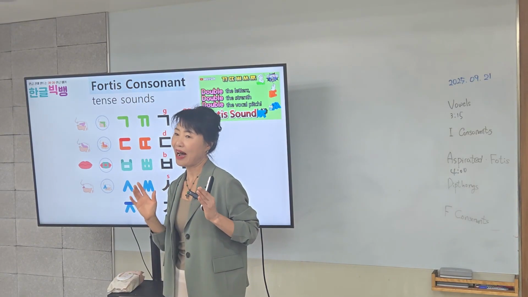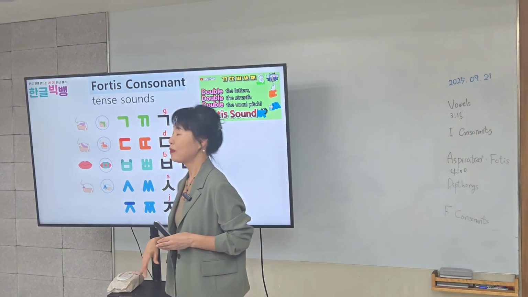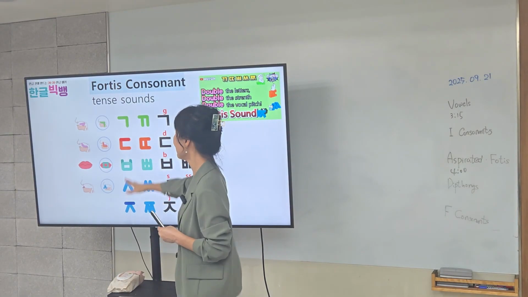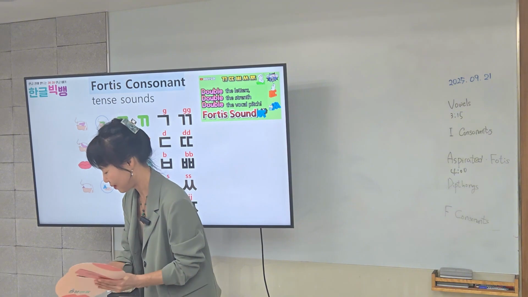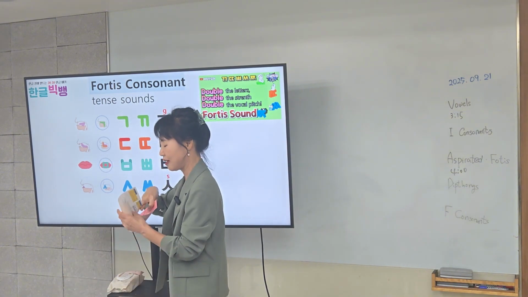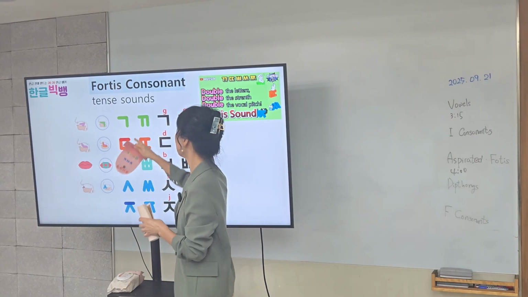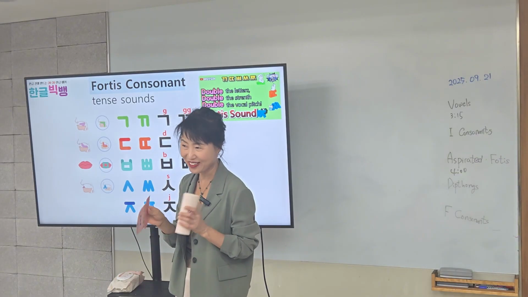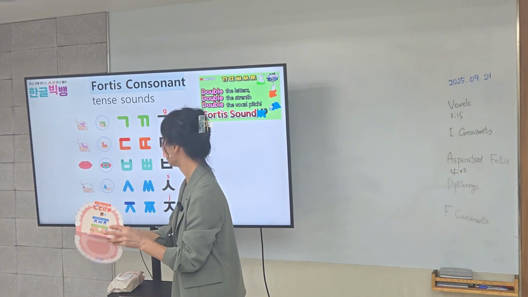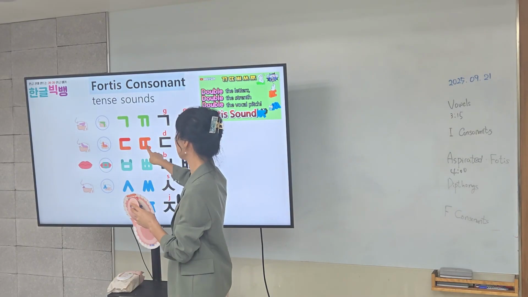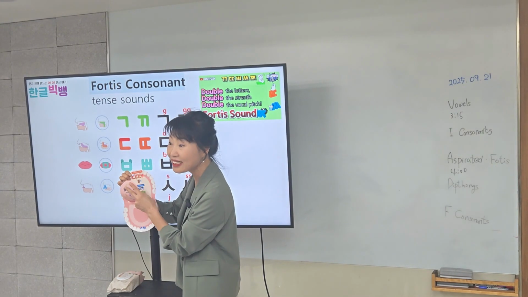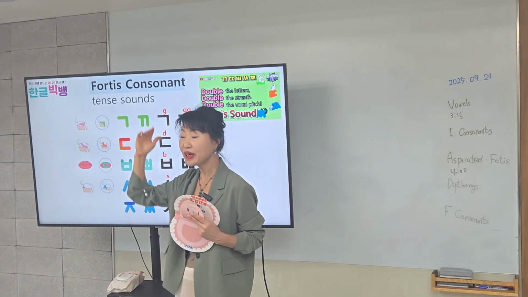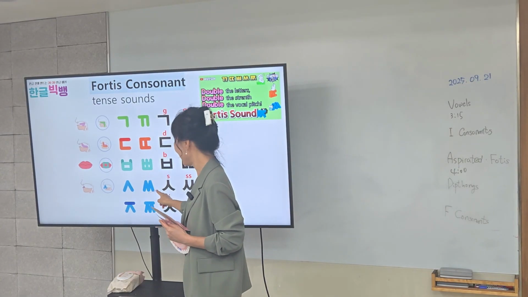When you pronounce an aspirated sound, you use more air, but this sound requires almost no air. Okay, so this is 그. So when you pronounce 그, just like this, 그. But this is 끄. Okay, 크 is the aspirated sound. And then this is 드, but this is 뜨. Okay, and this is 부 and 뿌. Okay, and this is 스 and 쓰.